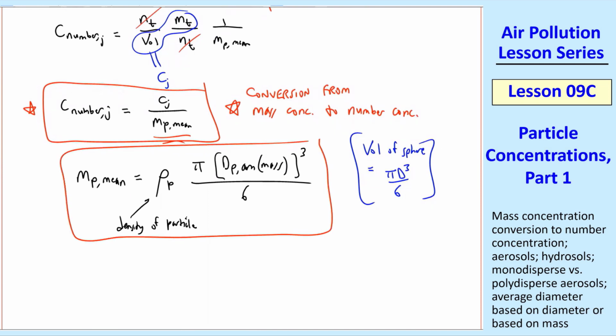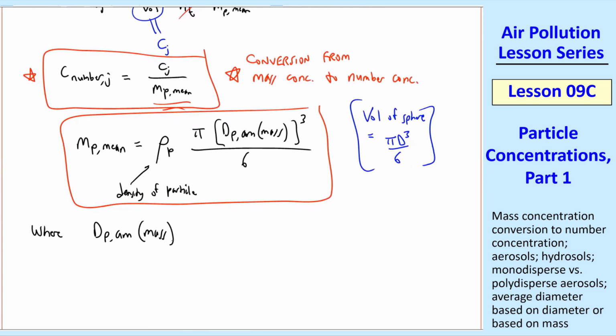By the way, the p subscript means particle, so the rho p is density of the particle. Rho by itself, later on when we get to that, will just be the density of the air, which we sometimes call rho A, or we just leave it as rho. Now we need to find this d_p,am mass.